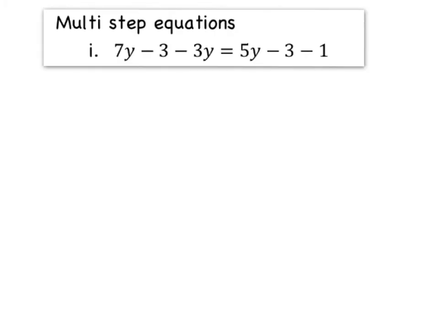Multi-step equations. To solve multi-step equations, we have to simplify the two sides first by combining the like terms. So we have a y and a y, so we'll get 4y minus 3 is equal to 5y minus 4. We want all the variables on the left-hand side, so we don't want any variables on the right-hand side. To get rid of the variable on the right-hand side, we minus 5y from the right-hand side. If we minus 5y on this side, then we also have to minus 5y on the left-hand side.